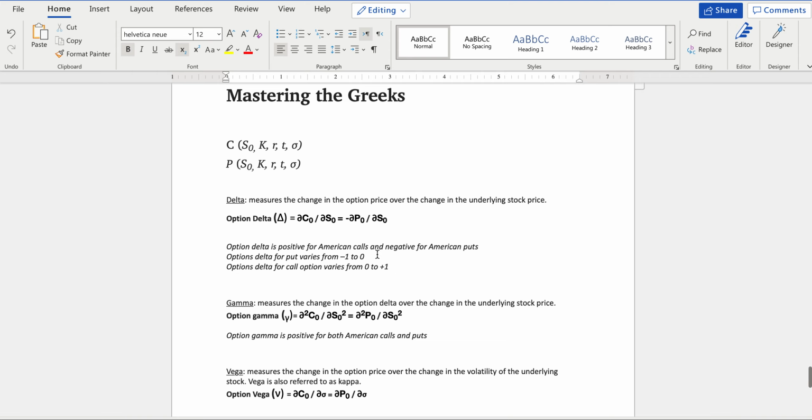But in reality, keep this in mind. The delta of calls or puts varies between 0 and 1. The lowest a delta can be is 0. The highest a delta can be is 1. All right? That's delta. It simply measures the rate of change of the option premium or price. Price and premium is the same thing in this context. So it measures the change in the option premium with respect to the change in the underlying asset. That's your delta for you.